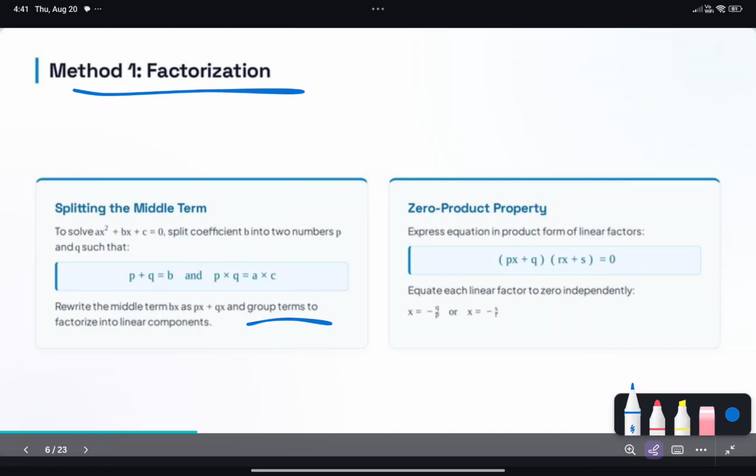This is the factorization method. Splitting the middle term. This one is the zero product property.